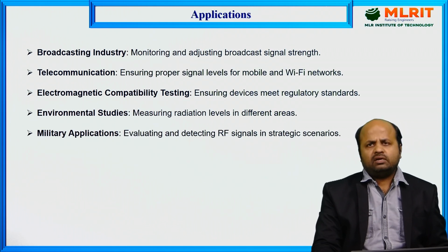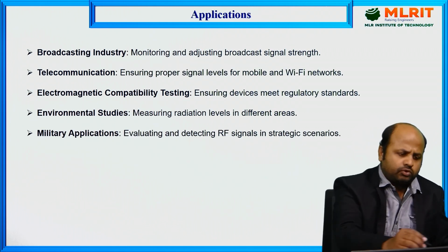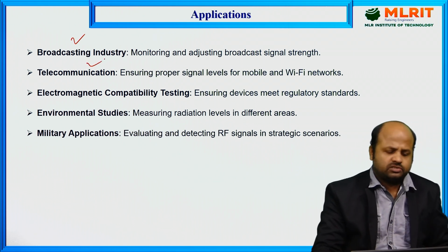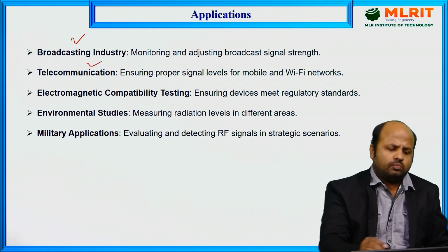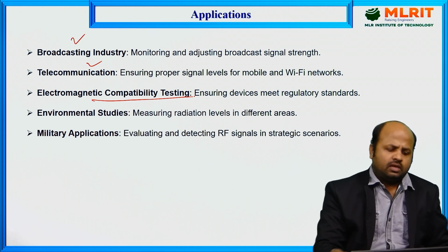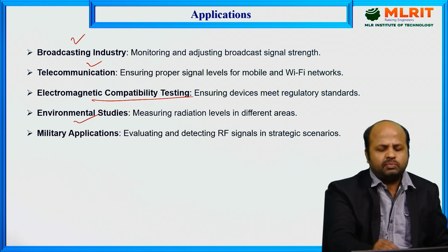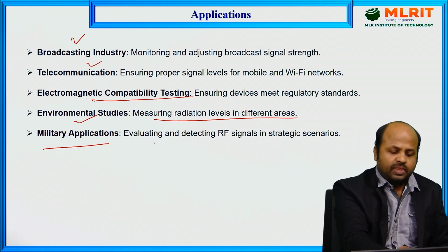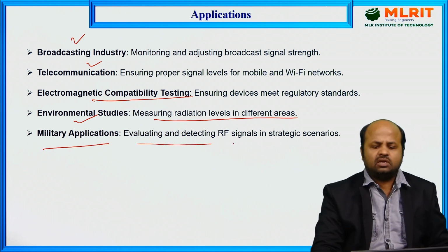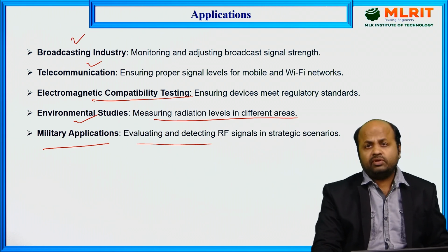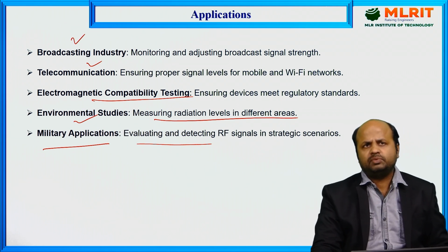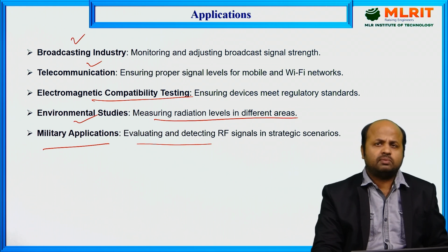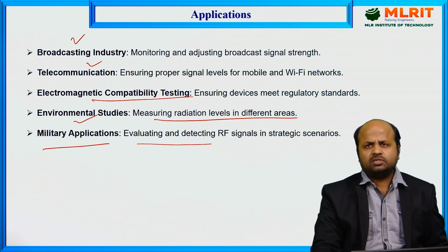Application. As we know, field strength meters are widely used in the broadcasting and telecommunication industries. It is also used in electromagnetic compatibility testing. It is also used in environmental studies for measuring the radiation level in different areas. For military applications, it is used to evaluate and detect RF signals in strategic scenarios. So this is a very important device, the RF field strength meter, and it is widely used for multiple purposes: telecom industry, environmental studies, military application. So these are some of the applications of the field strength meter.